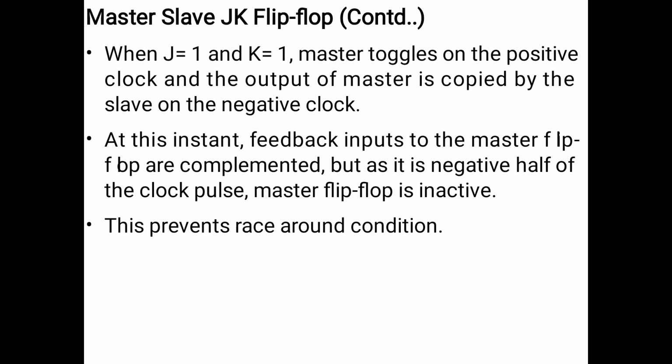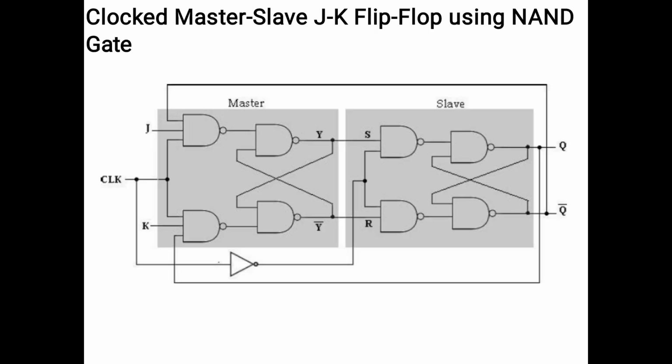When J equal to 1 and K equal to 1, the master toggles on the positive clock and the output of the master is copied by the slave during the negative clock. At this instant, the feedback inputs to the master flip-flop are getting complemented, but as it is the negative half of the clock pulse, the master will remain in an inactive state, and as a result there is no race condition prevailing between the master and slave.